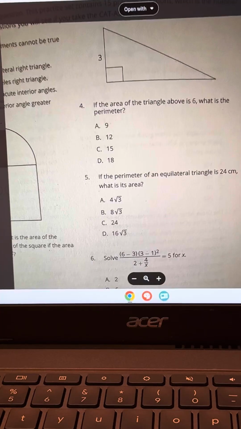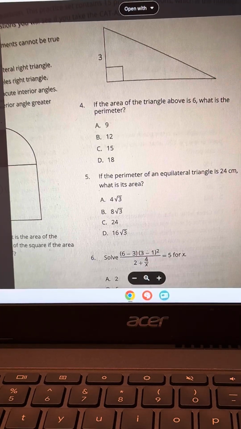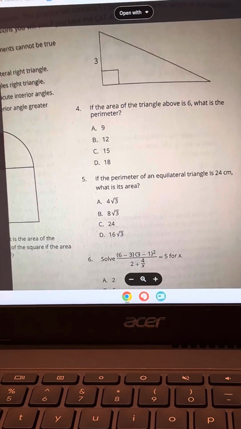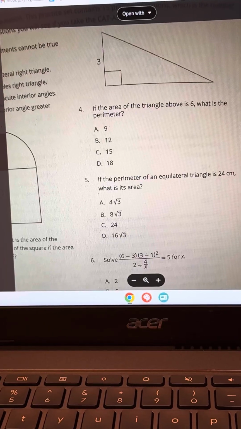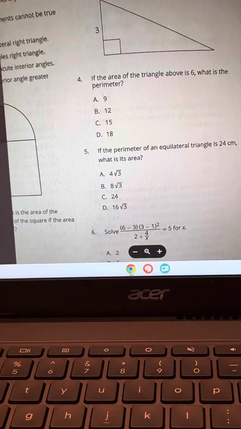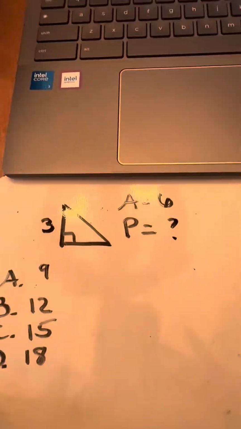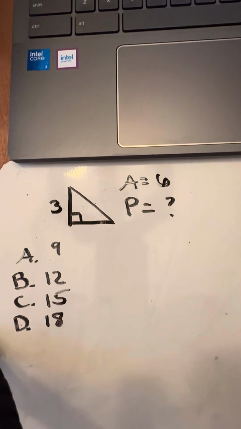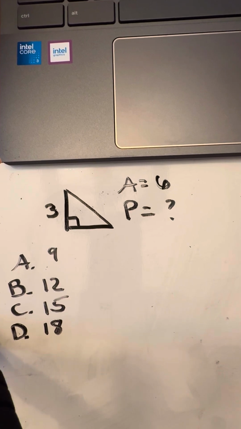And we're gonna get started with this first question, which is this triangle up here, a right triangle. And we're asked that if the area of the triangle is 6, what is the perimeter? And we're only given one piece of information, which is that this is a 3. So we are going to have to use the Pythagorean theorem in order to do this.